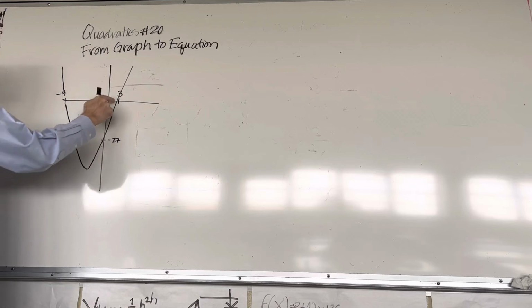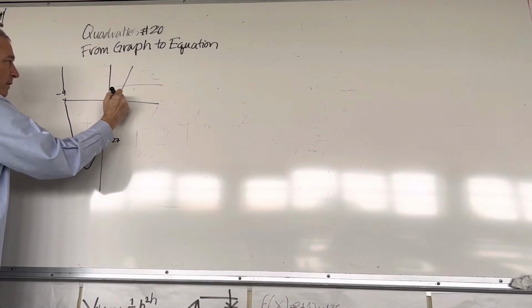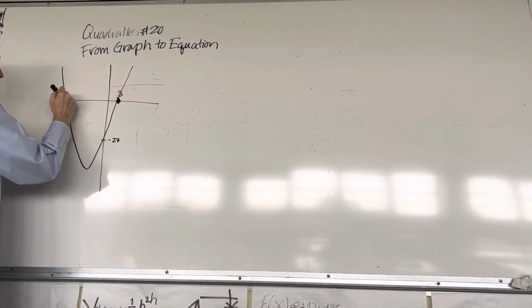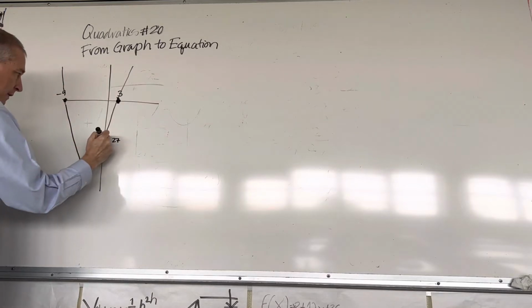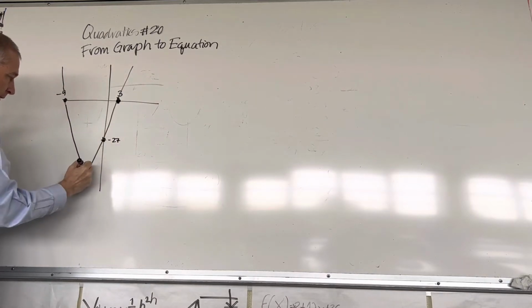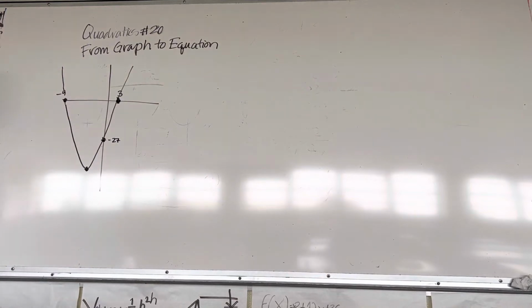Whoops, I meant to go right there. We cheat a little. I meant to go right there at 3. And it's crossing right there at -27. There's a point down here. All right. So, can you see my parabola?